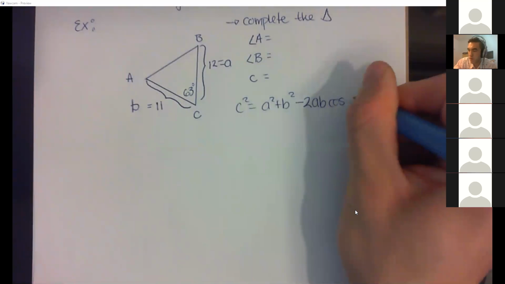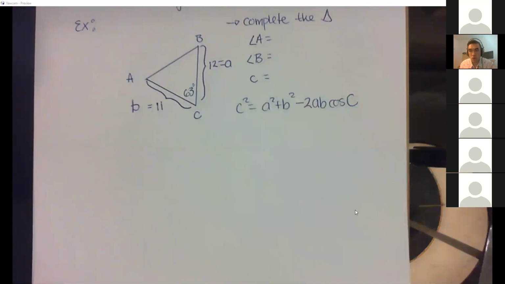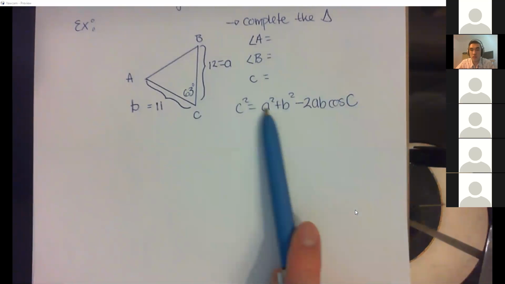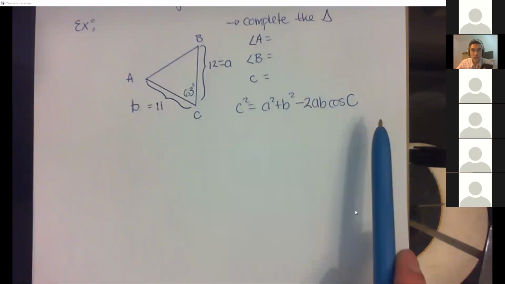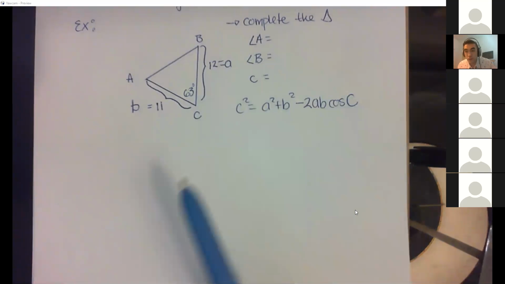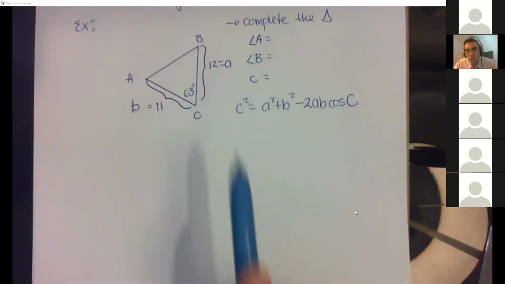Cosine C. Very good. And you can either get that from your notes and just have it somewhere handy and ready to go whenever you need it, or we can recognize the pattern. These letters in the middle are the same, A and B, minus 2AB. This side length and this letter, those letters also match. So now we're solving for side length C.